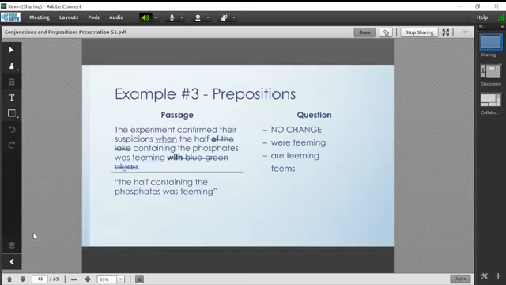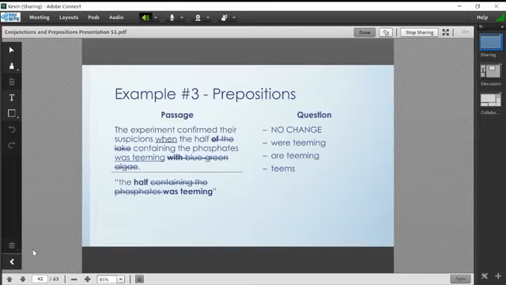I can focus on what's just left. I'm going to focus after the word "when" because this is the clause that we're looking at at this point. So now I have "the half containing the phosphates was teeming." My subject in this case would be "half," and my verb is going to be "was." So "half was teeming." I've also eliminated "containing the phosphates" because that's actually describing the half. So I can now just focus on the subject and just focus on the verb.